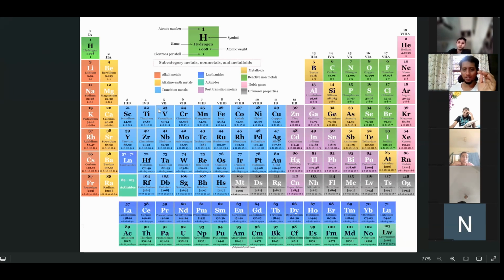These B group elements are also called transition metals. And you learn about them when you go to the 11th and 12th standard. So we are just skipping these transition metals for now. We're only studying the A group elements. Okay.